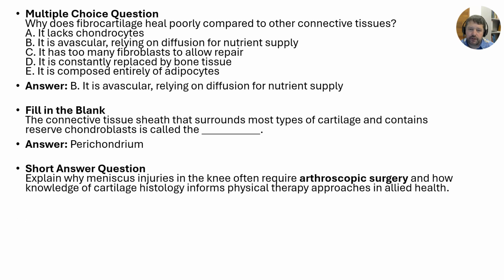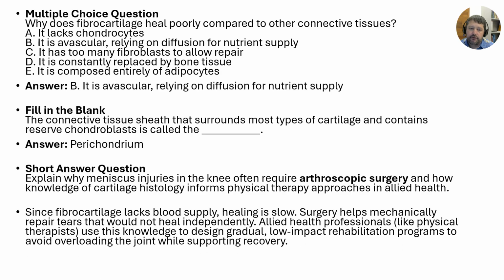Explain why a meniscus injury in the knee often requires arthroscopic surgery and how knowledge of cartilage histology informs a physical therapy approach in allied health. This really gets back to why it's poor healing. If something heals poorly, it'll often require surgery to repair, and that's exactly what's going on. The blood supply is very low, so the healing is very slow. For a 20-year-old whose body has a limited time window to play competitive soccer, surgery will help speed up the process. And in some cases, it may not ever heal independent of surgery. It depends on what region and how bad the tear is.